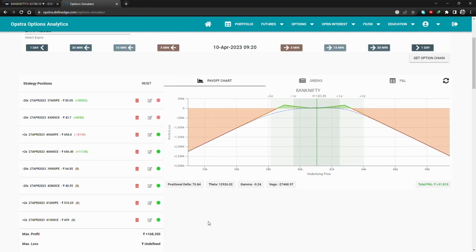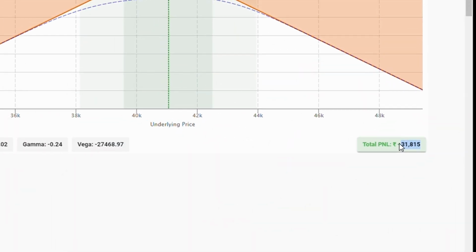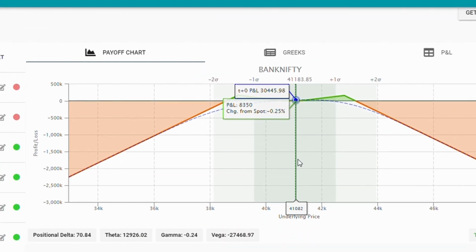Now our payoff chart after adjustment looks like this. As you can see, we still got profit at the edges around 1,68,000, and right now I'm running a profit of 31,815. Even though at the time of expiry our profit in the middle is very low. Earlier you saw that our result was a loss of around 134 or 37 rupees, but now you can see our profit is around 8,350 rupees in the middle.